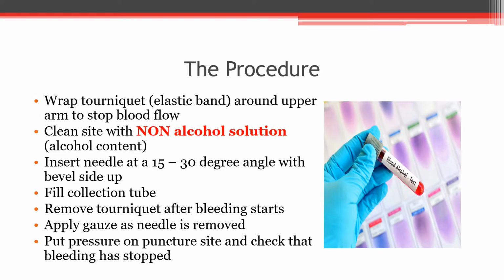The procedure: wrap a tourniquet, an elastic band, around the upper arm to stop blood flow. Clean the site with a non-alcohol solution. Insert the needle at a 15 to 30 degree angle with the bevel side up. Fill the collection tube. Remove the tourniquet after bleeding starts. Apply gauze as the needle is removed. Put pressure on the puncture site and check that bleeding has stopped.